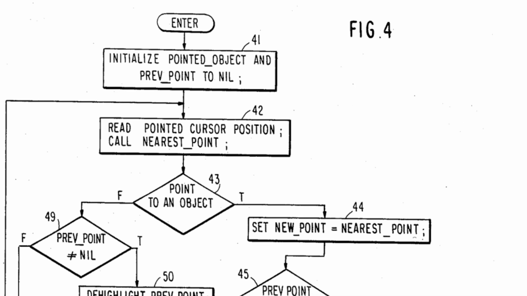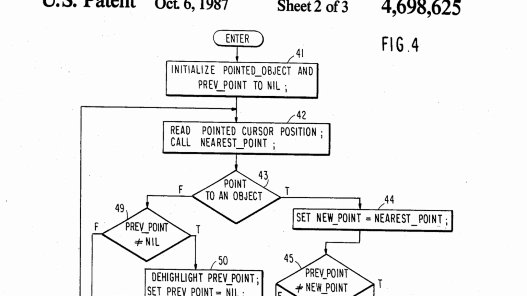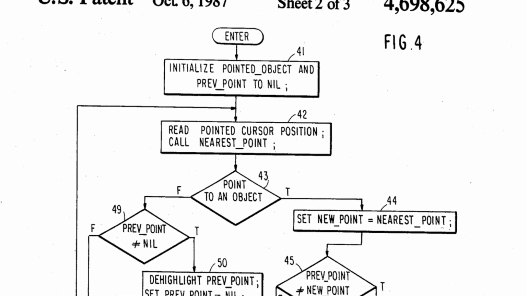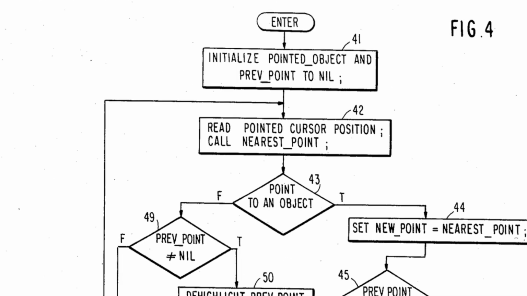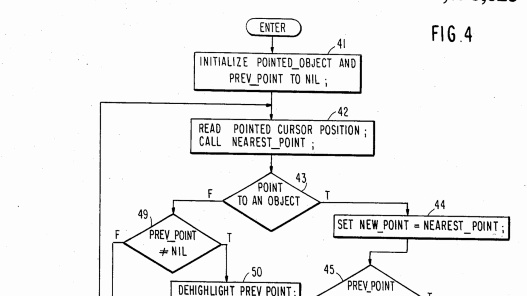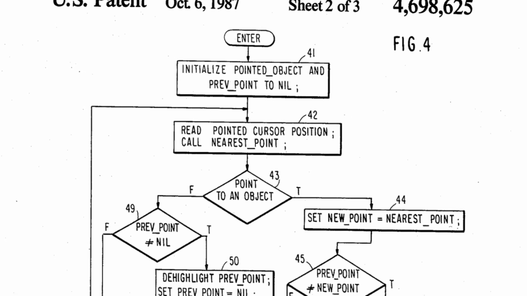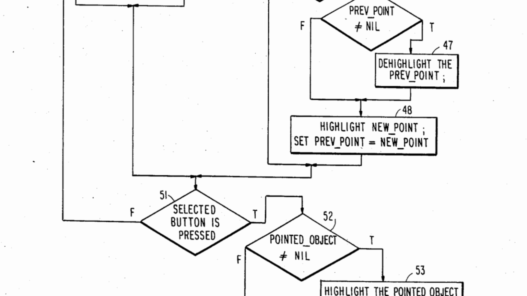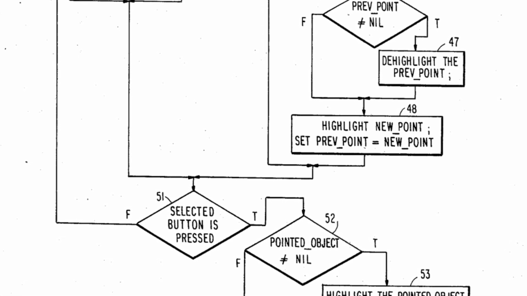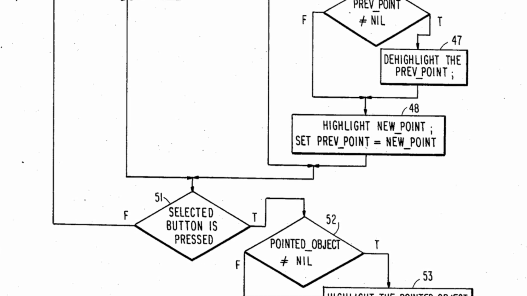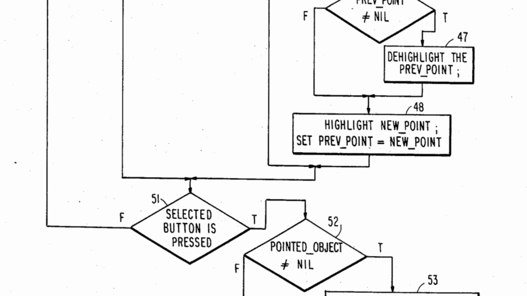If the previous point is defined, implying that the previous point was the last highlighted point, then the previous point is dehighlighted in block 50 and the previous point is set back to nil. The IF statement of decision block 49 is then completed, followed by the completion of the IF statement in decision block 43. Then in decision block 51, a test is made to determine if the select button is pressed at this moment. If the select button is not pressed, then the process loops back to block 42.